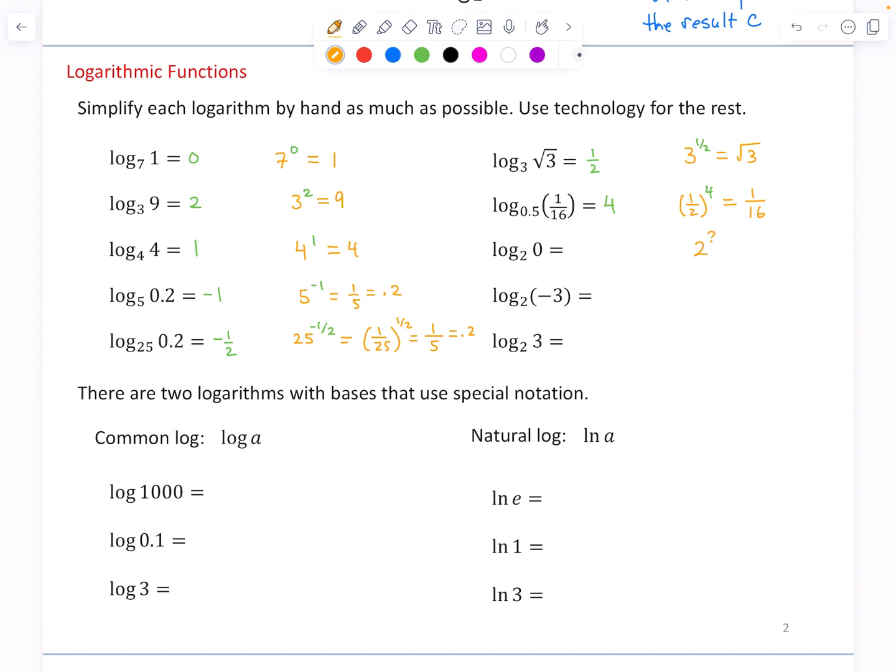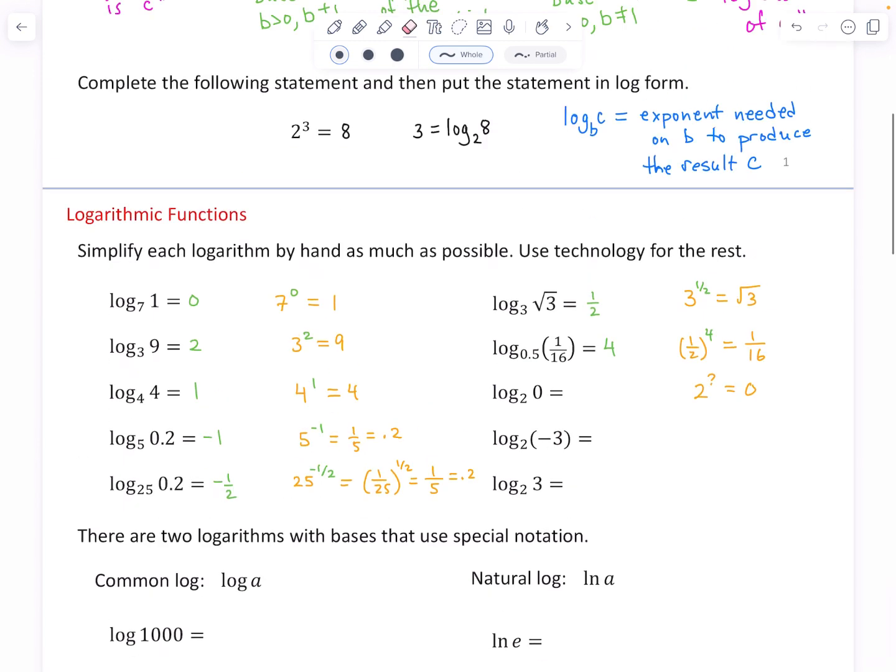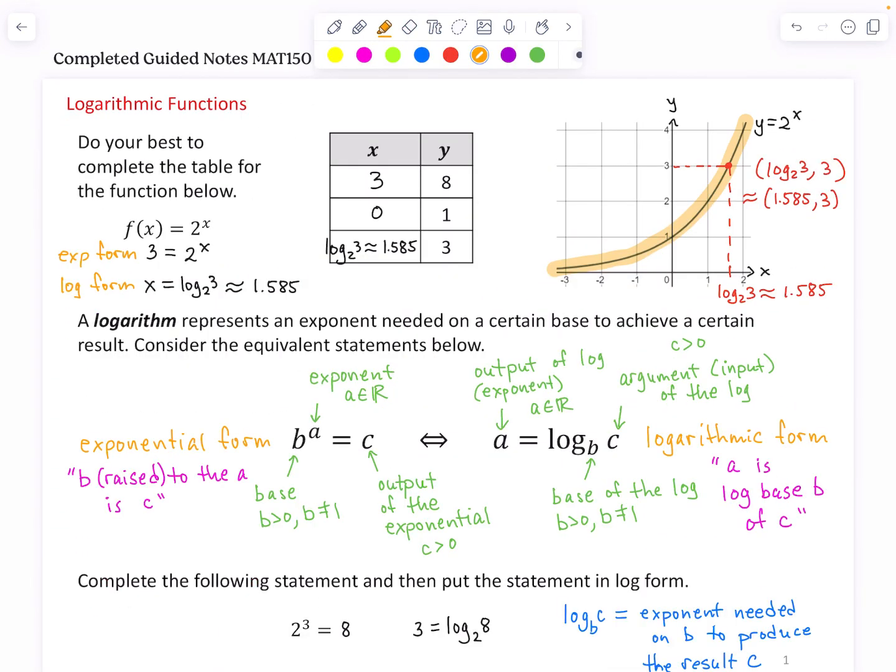2 raised to what power will give me 0? After thinking about this for a little bit, we recognize that there is no answer. Take a look at the graph of y equals 2 to the x. If I'm trying to solve 0 equals 2 to the x, then that's equivalent to trying to find a point on this graph where the y-coordinate is 0. But this graph never intersects the x-axis or goes below it. The result of an exponential must be a positive number, not 0 and not negative.